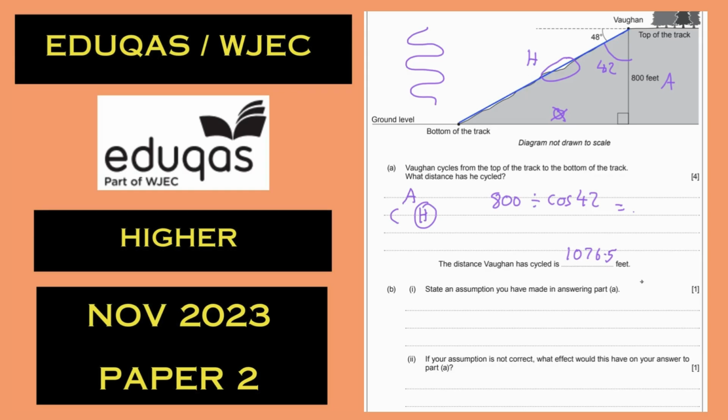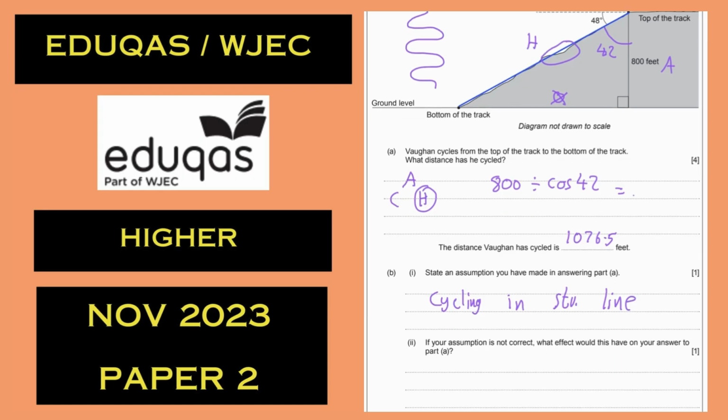That's your part double I, by the way. So state an assumption. We've said that he's cycling in a straight line. That's our assumption. He's going top to bottom, most direct route, no bumps, and so on. If your assumption is not correct, well, it definitely isn't correct when you compare it to real life. There's no way he's cycling in a perfect straight line. That means he's going to cycle further.